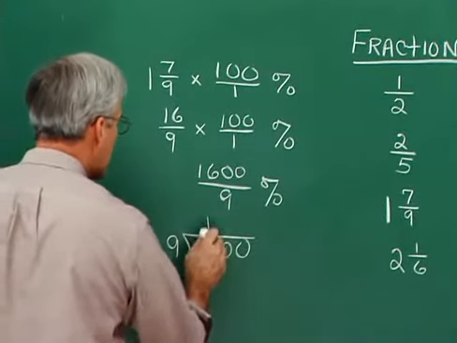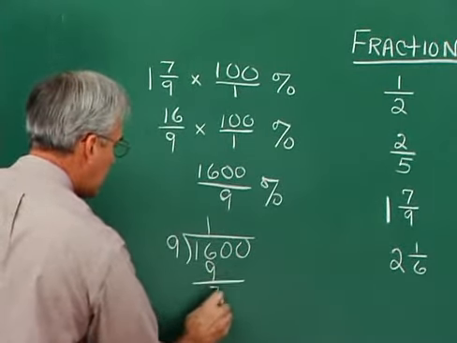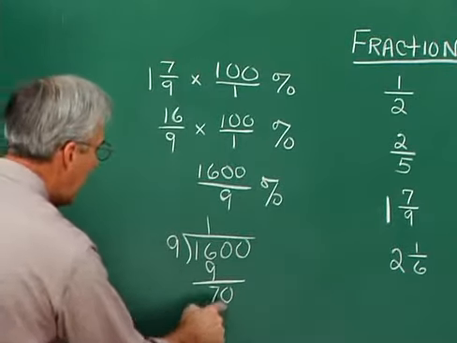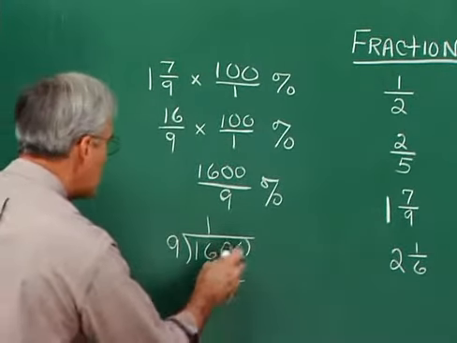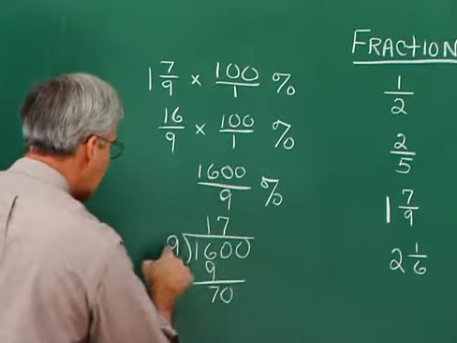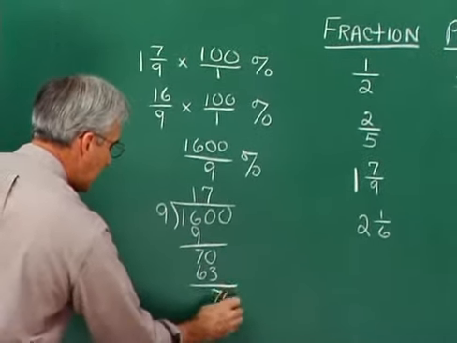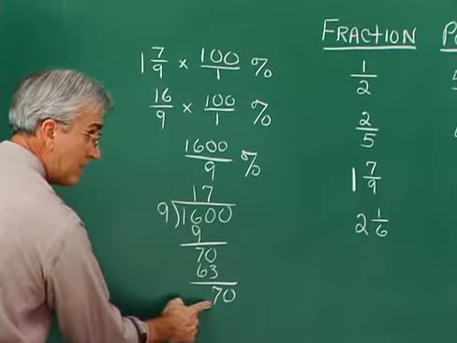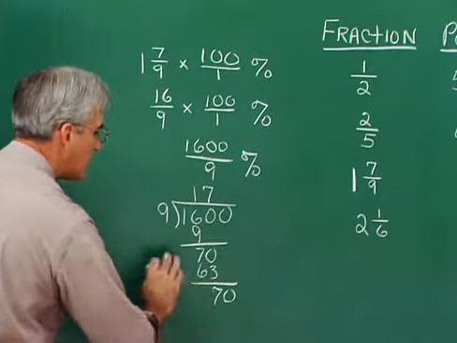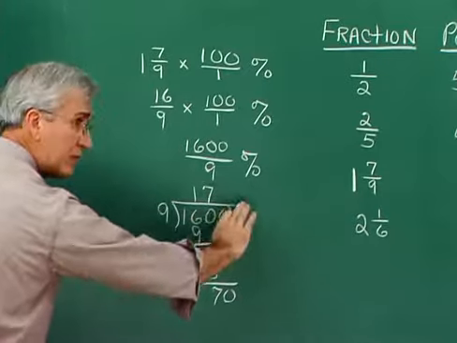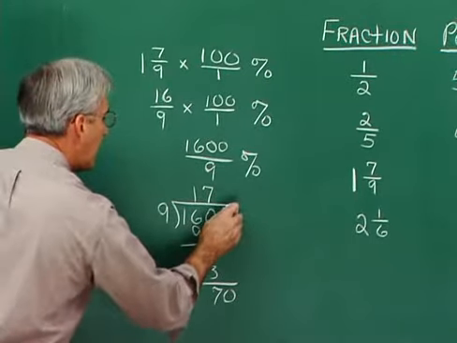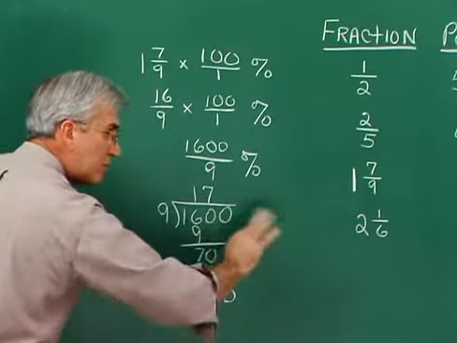9 into 16 goes 1. 1 times 9 is 9. Subtract, we get 7. Bring down the 0. 9 into 70 goes 7. 7 times 9 is 63. Subtract, I get 7. Bring down the next 0. I had 70 up here, and I have 70 here. We know what's going to happen. We're just going to have repeating digits upstairs here. But let's take it out to some particular position.